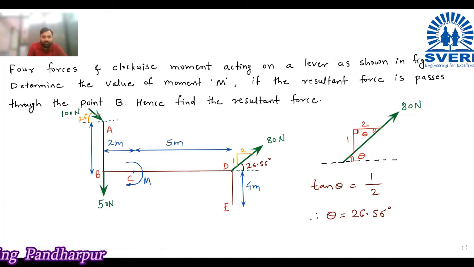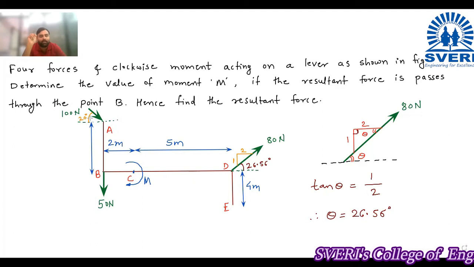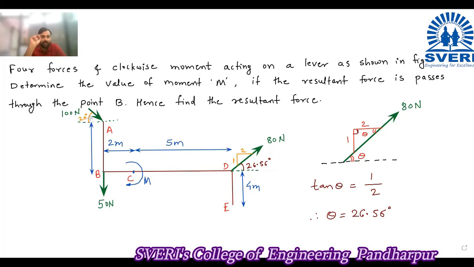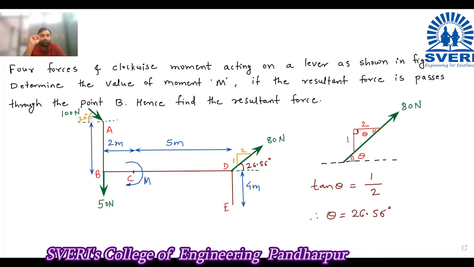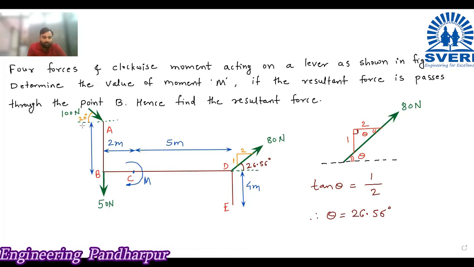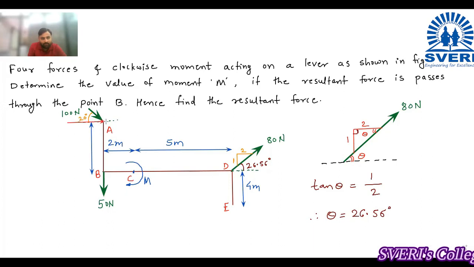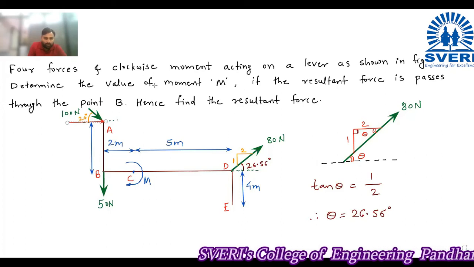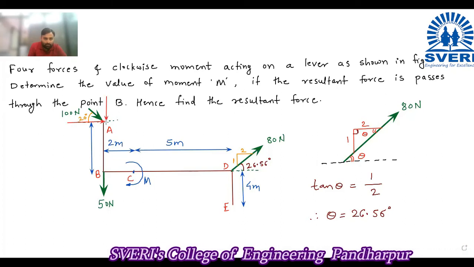So now I will resolve the force. This is the 100 Newton force, which is at an angle of 20 degrees. We will draw one line parallel to x and one line parallel to y, in such a way that our main force comes in between those two components. So I will draw the line. This is my first component, and this is the second component.